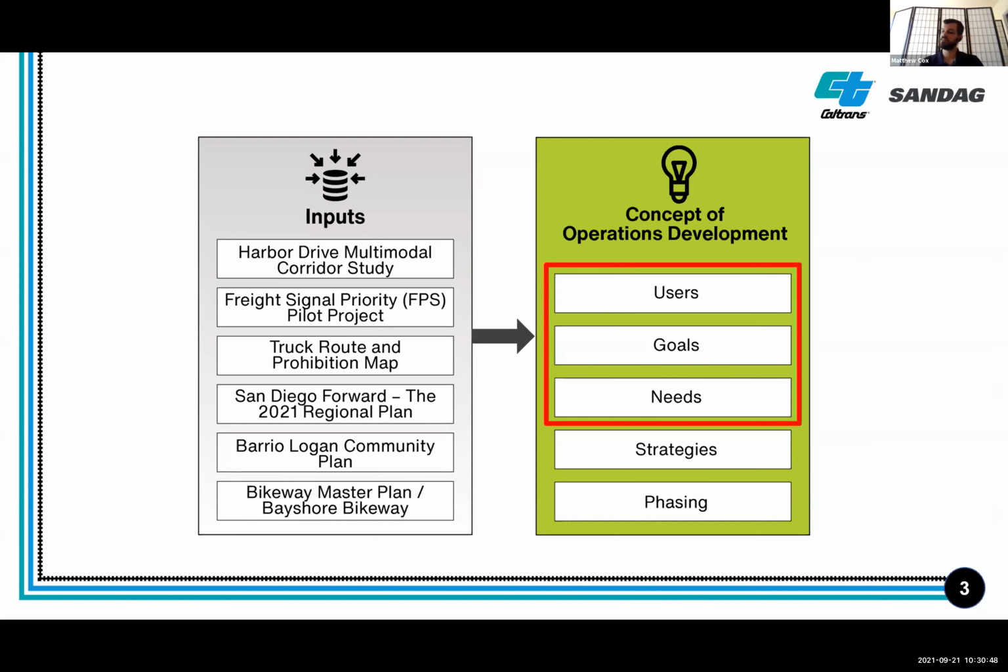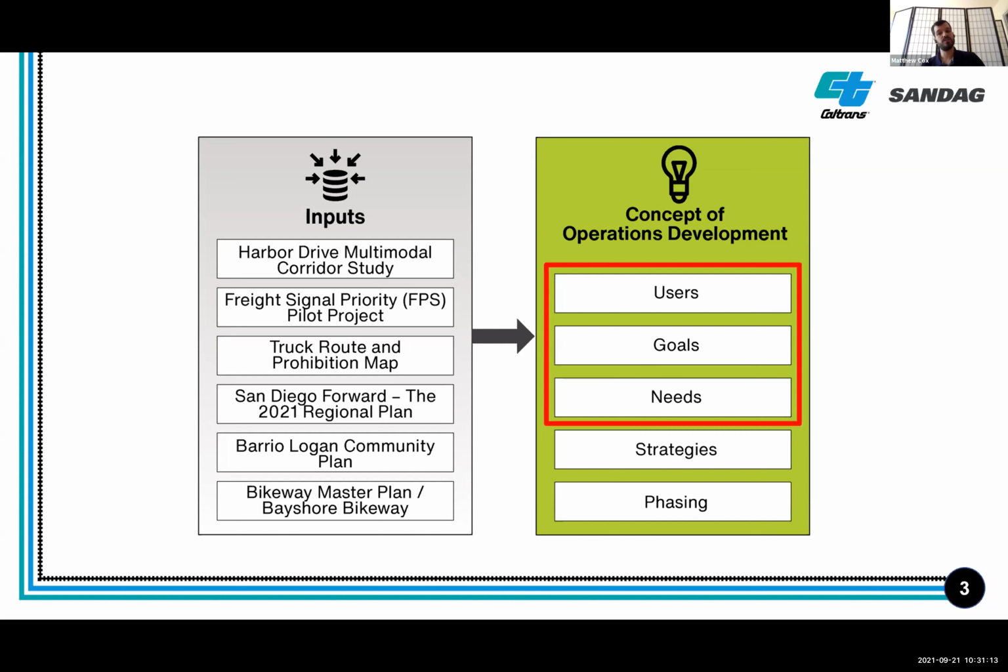So first, we just want to describe real quick the basic sections of the concept of operations and why we want to bring this to you today. So we wanted to start in the green box where it says concept of operations development. The first three that we have there are users, goals, and needs.